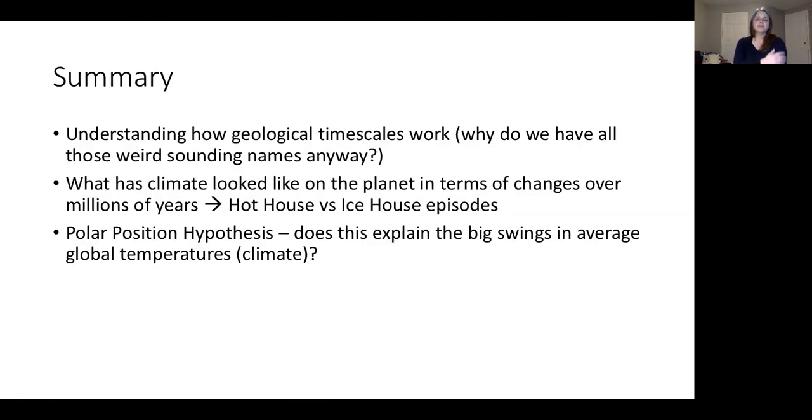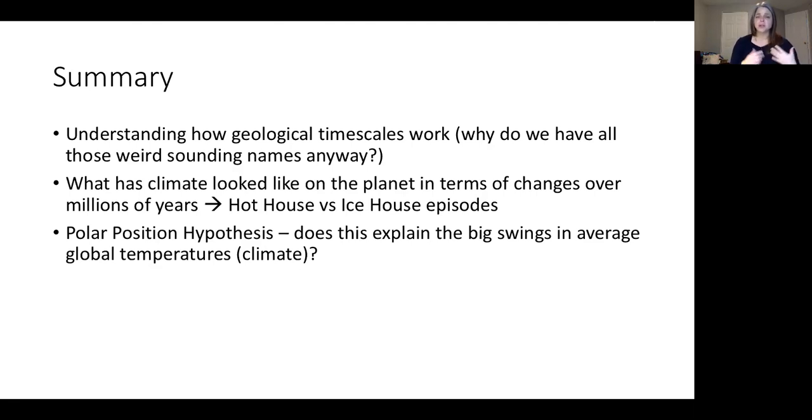So this is to summarize how geological timescales work. And again, rather than saying 400 or 546 million years ago, we would say at the beginning of the Cambrian or at the beginning of the Phanerozoic. We also got a super quick tour of what climate looked like in terms of big changes or swings in temperature on the planet, going from an average of about 10 or 12 degrees Celsius all the way up to 25 degrees Celsius.